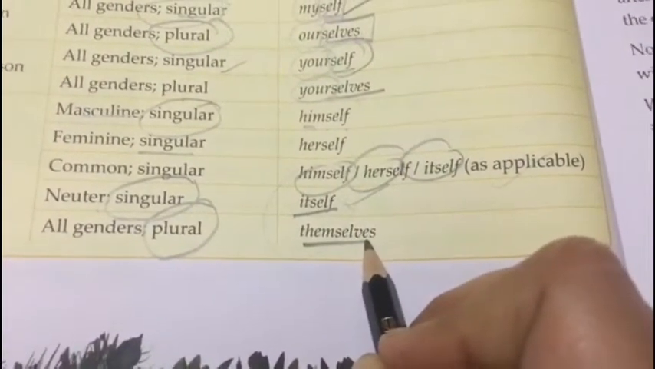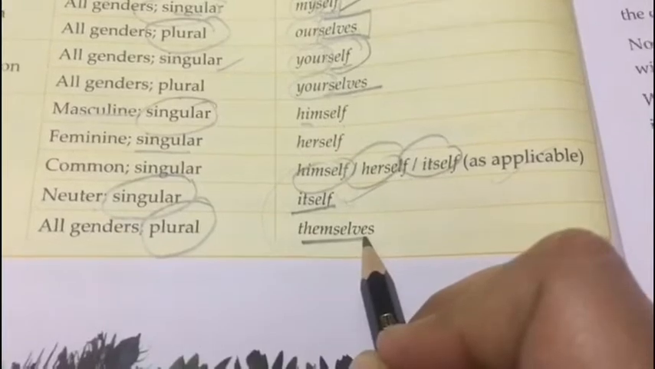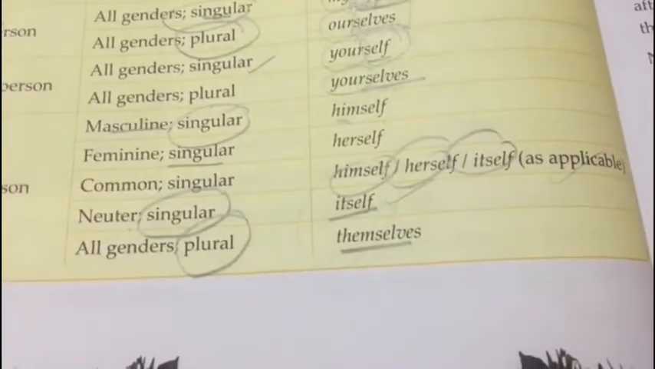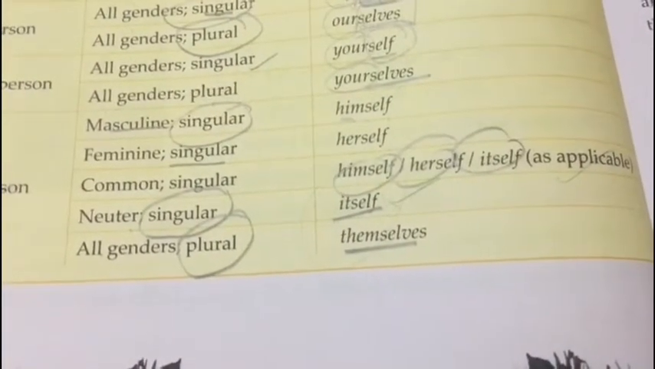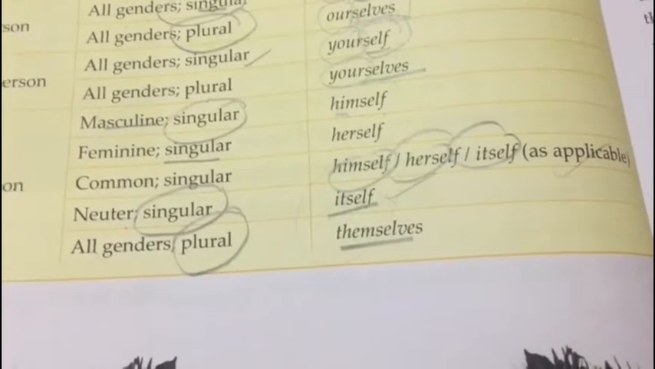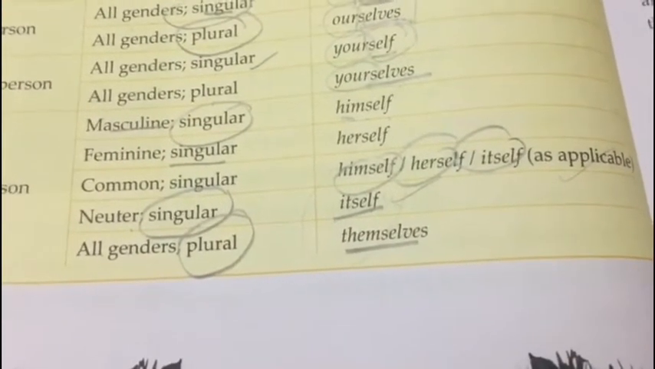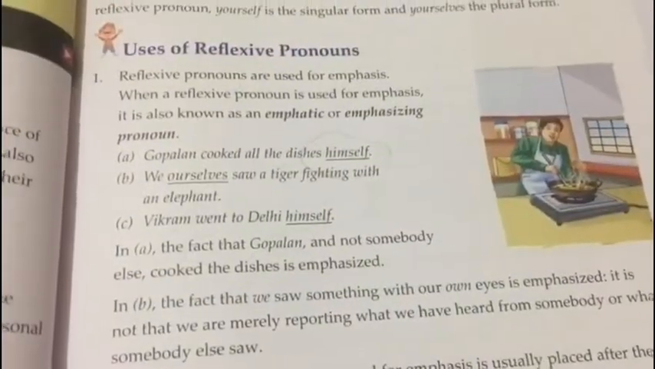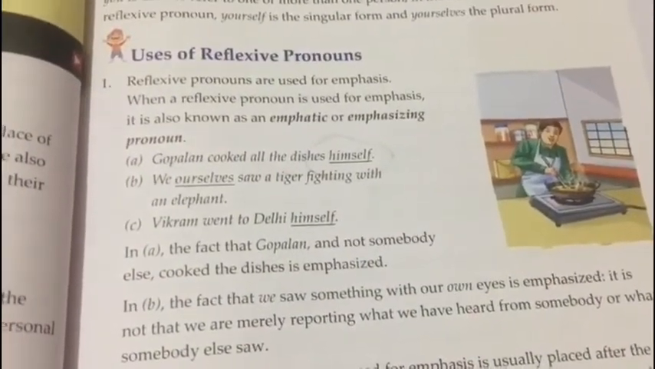So these are the basic forms of reflexive pronouns. Okay, means if it is singular, you have to use self after the pronoun, and if it is plural, then you have to use selves after the pronoun. Okay, so here you will be doing the uses of reflexive pronouns.